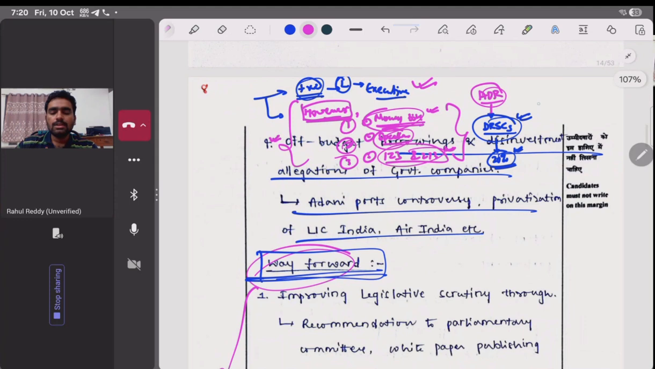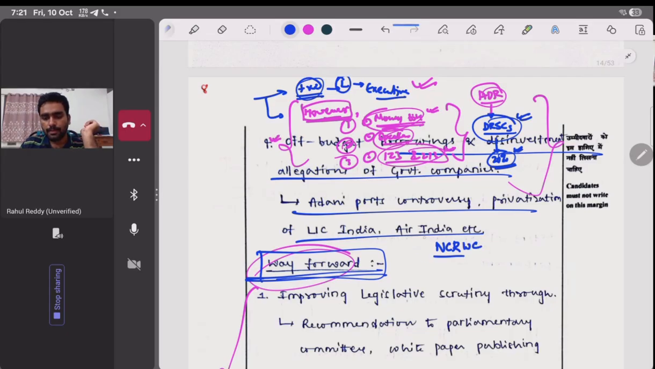And then after you are writing all these negatives, you must provide the solution, the way forward, according to NCRWC, the National Commission to Review the Working of the Constitution, or Dinesh Goswami, Indrajit, or the Second ARC, all the reports.